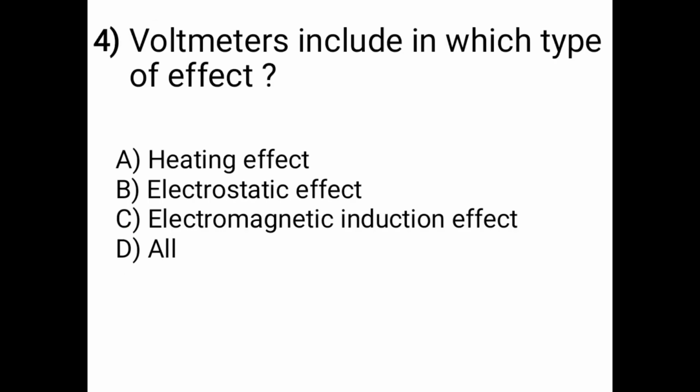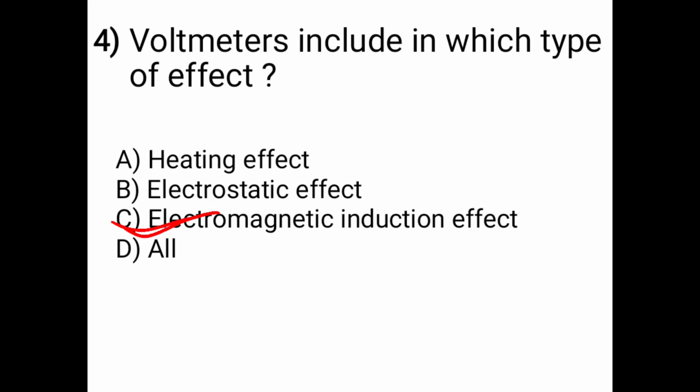The next question is, voltmeters are included in which type of effect? Options are A, heating effect, B, electrostatic effect, C, electromagnetic induction effect and D, all of the above. The correct answer is option C, electromagnetic induction effect. Voltmeters are included in electromagnetic induction effects. Option C is the correct answer.